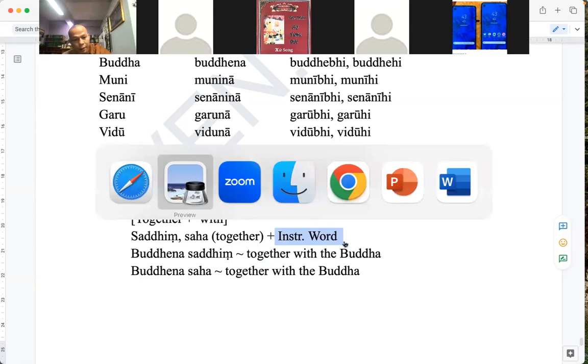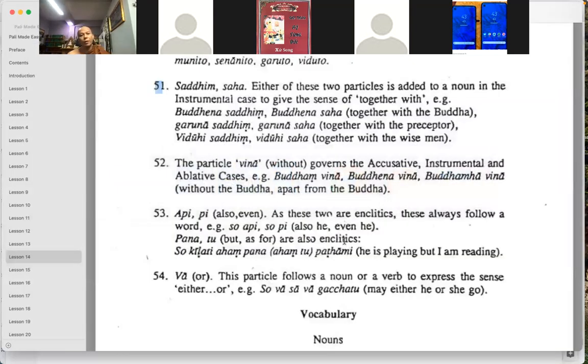That information is in paragraph number 51. Saddhim and Saha: either of these two particles is added to a noun in the instrumental case to get the sense of 'together with'. Bodhina saddhim or Bodhina saha, together with the Buddha. Guruna saddhim, Guruna saha, together with the preceptor or teacher. And Viduna saddhim, Viduna saha, also together with the wise man. In this way.